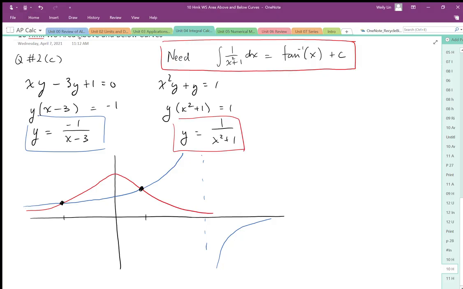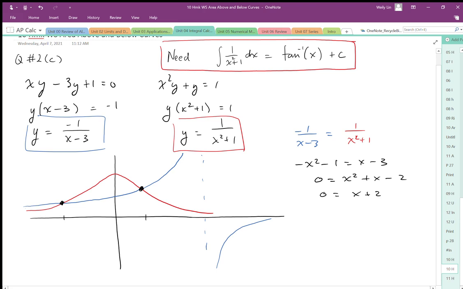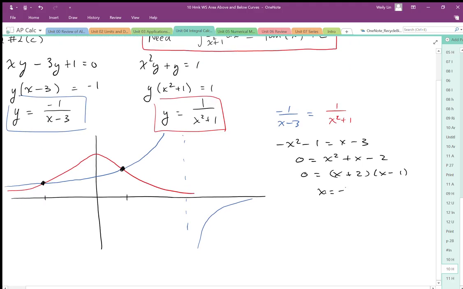the intersection points. So to do that, we're going to solve for the intersection. So I'm going to make the blue equation equal to the red equation. Okay, and then solving this, we're going to end up with negative x squared minus 1 is equal to x minus 3. So solving for x, we get x squared plus x minus 2. And this factors into x plus 2, x minus 1. Okay, so then x is equal to negative 2 and positive 1.